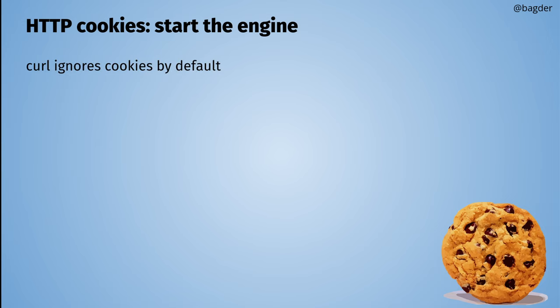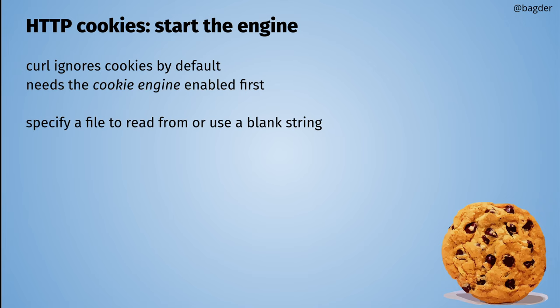First, curl ignores cookies by default, so you want to enable cookies. We call it the cookie engine. You enable it by, for example, specifying a file to read from or using a blank string. You can use the dash B option here. By doing this, you enable the cookie engine. In this case it doesn't really matter, since you just get one file and don't save the cookies anywhere.